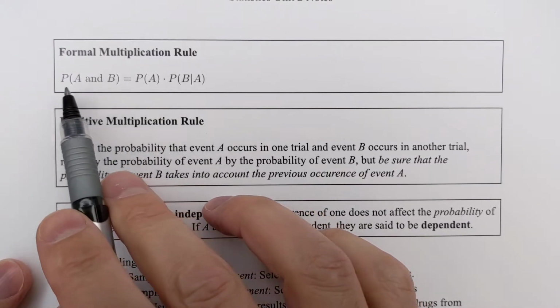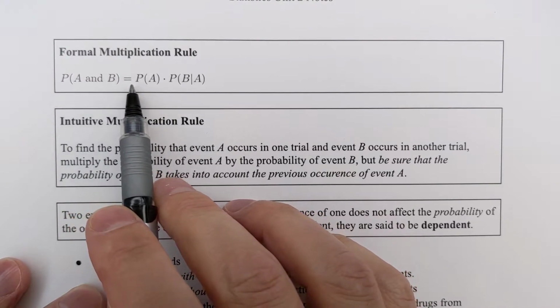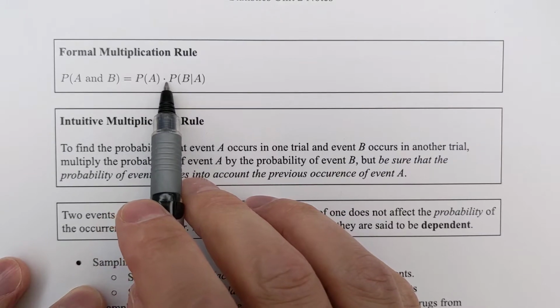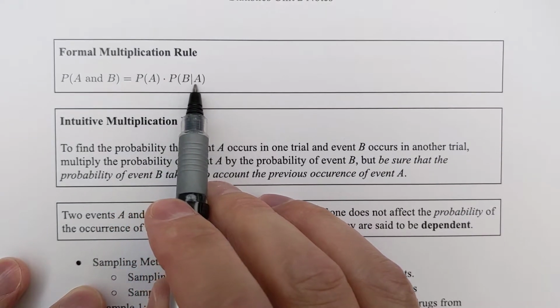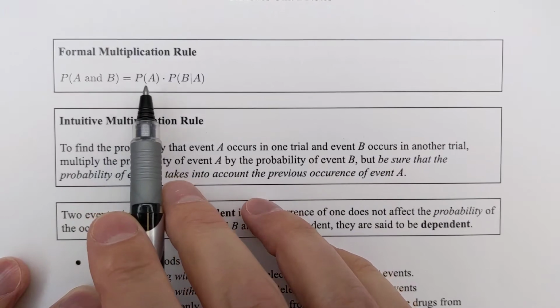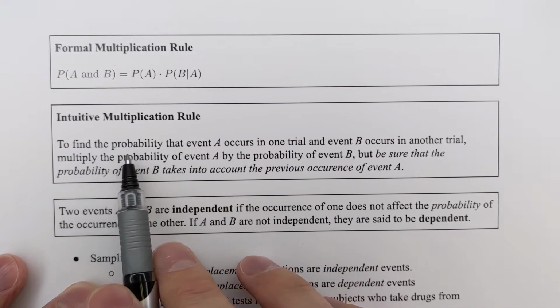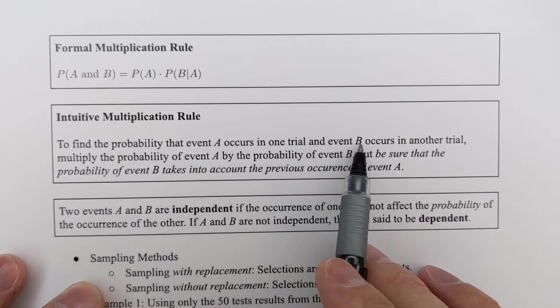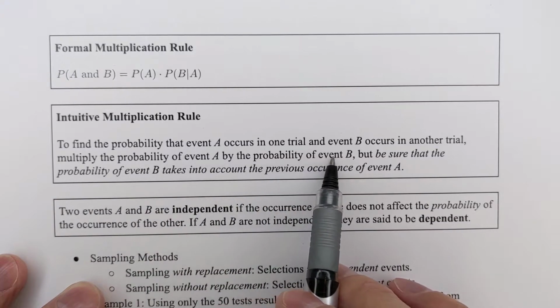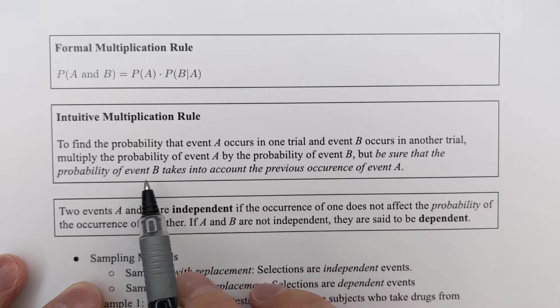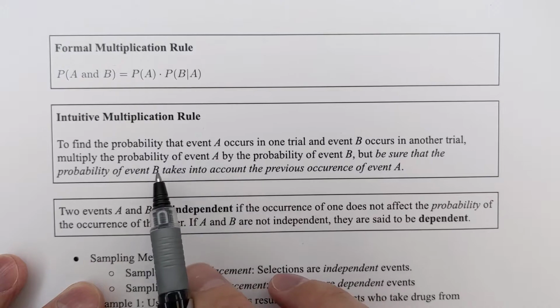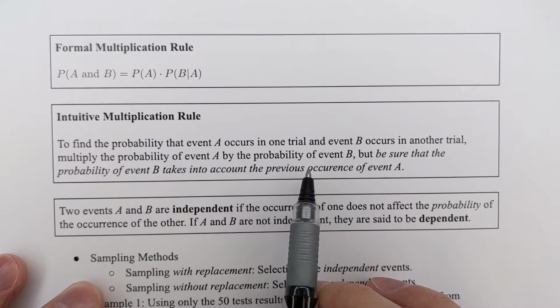All right, so here you've got the formal multiplication rule. The probability of both A and B occurring is the probability of A times the probability that B occurs, given that A has already happened. That's the mathy version. Intuitively, to find the probability that event A occurs and event B occurs, you multiply the two probabilities together. But B must take into account that A has already occurred.